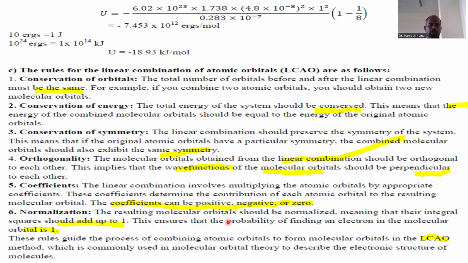Normalization: the resulting molecular orbitals should be normalized, meaning that their integral squares should add up to 1. This ensures that the probability of finding an electron in the molecular orbital is 1. These rules guide the process of combining atomic orbitals to form molecular orbitals in the linear combination of atomic orbitals method, which is commonly used in molecular orbital theory to describe the electronic structure of molecules. With this, we'll go to the next slide.